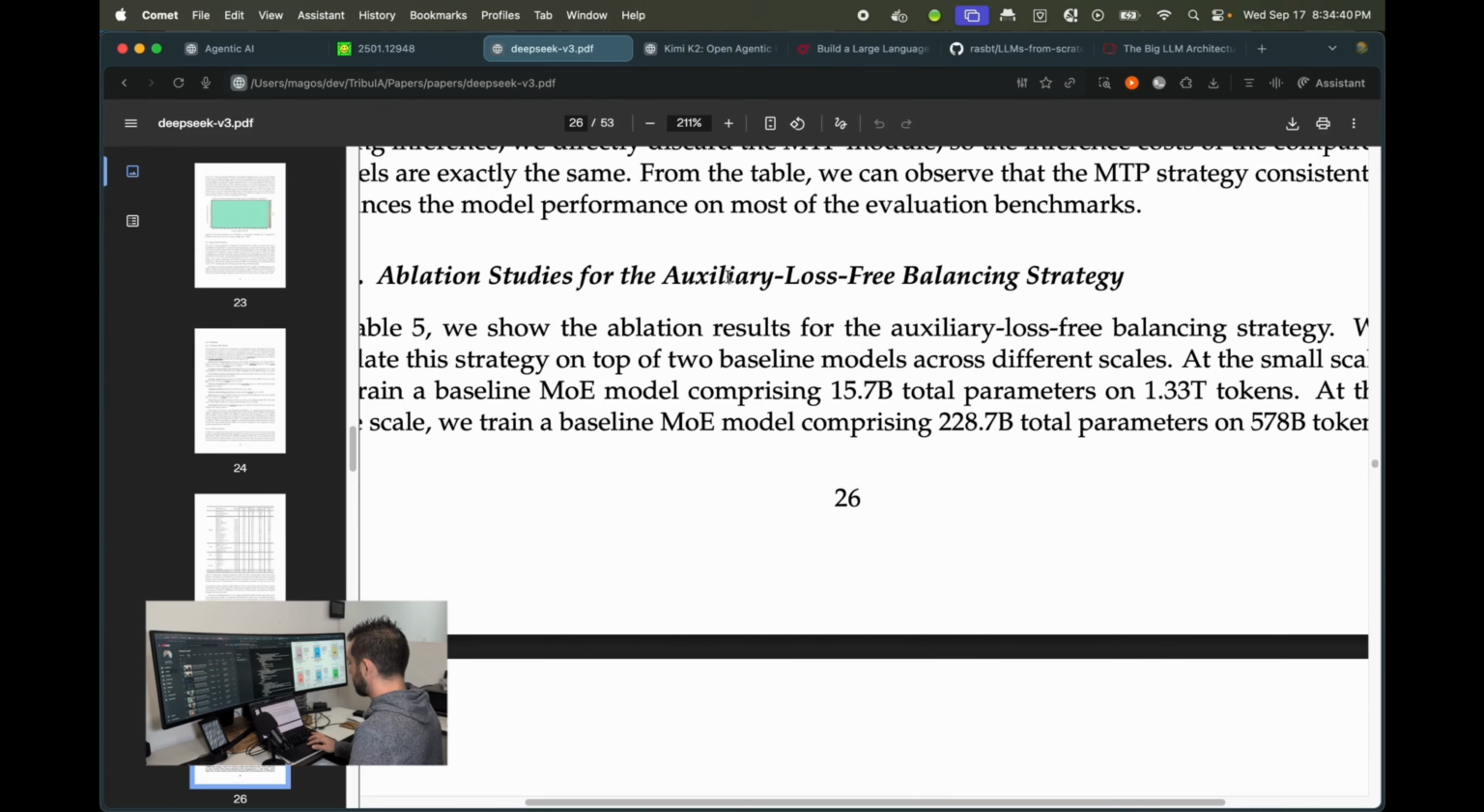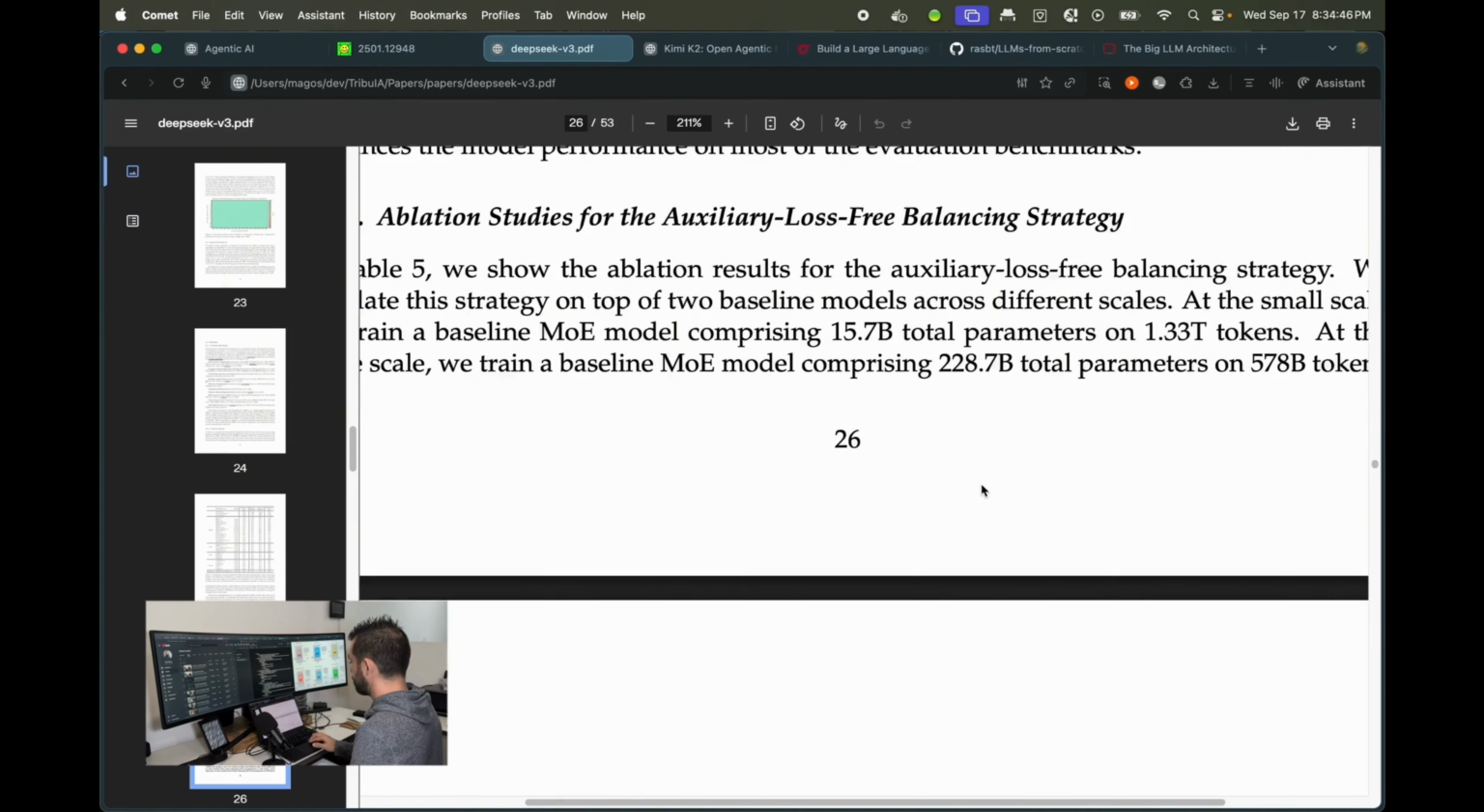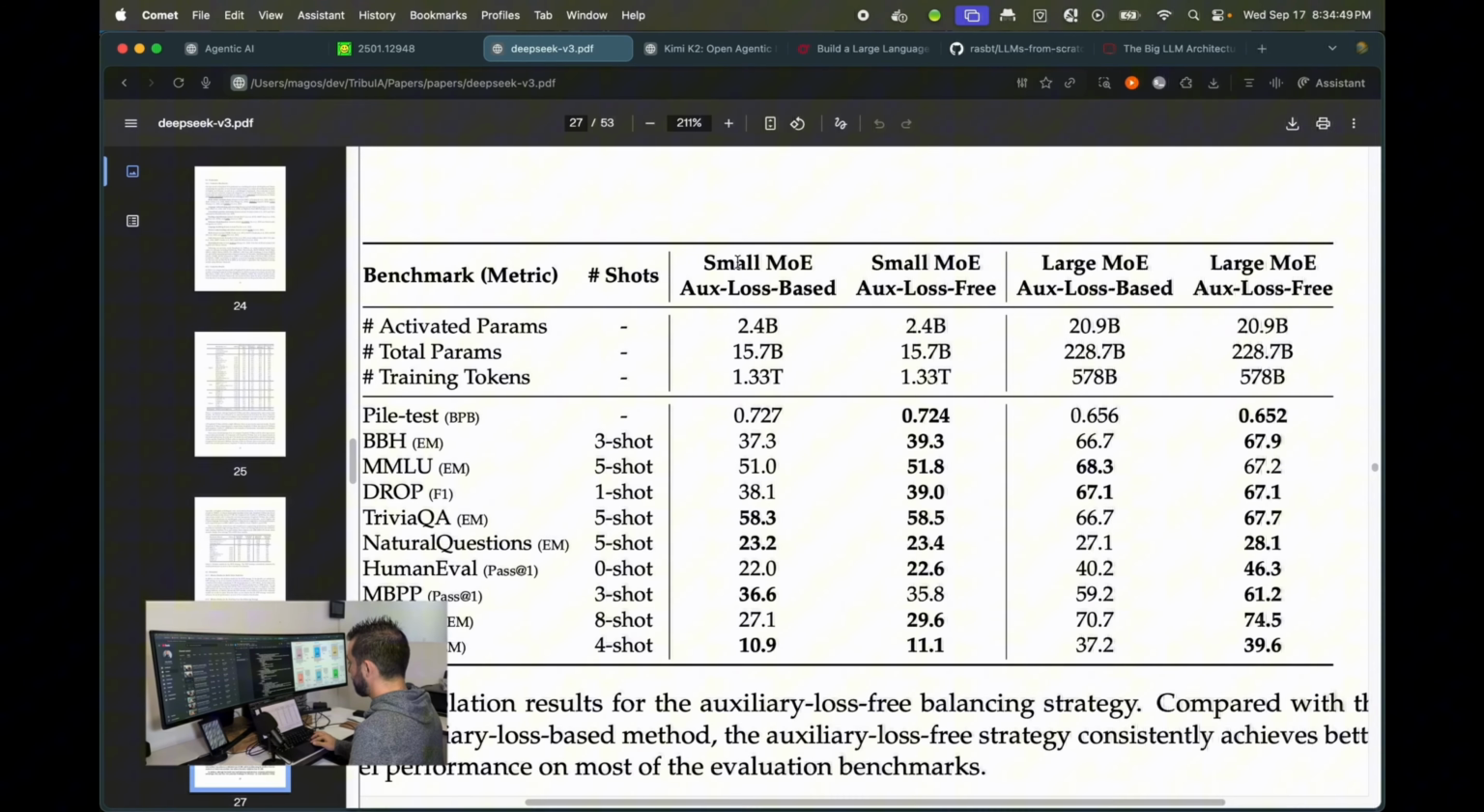Also, the same with this thing they call auxiliary loss free balancing strategy, with and without auxiliary loss. So here the baseline is also a small one and a large one based on auxiliary loss and without auxiliary loss, and you can see by scanning the bold text, without having to imagine the size of the bars, that there is a general superiority in using this version over the ablation where they removed it. This is something important to keep in mind.